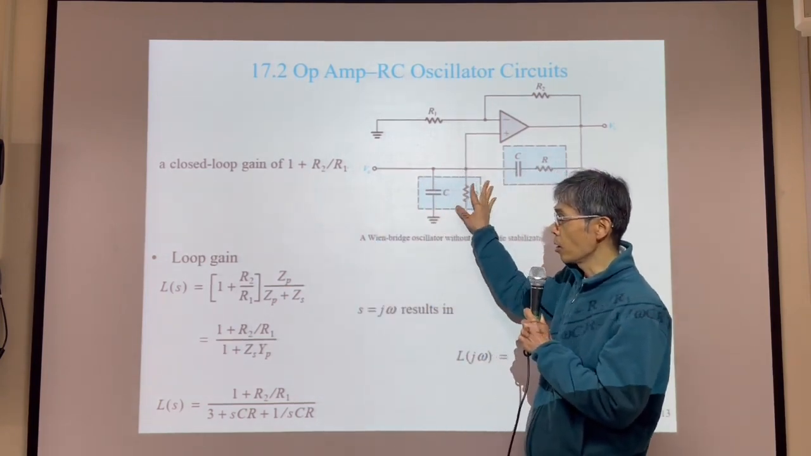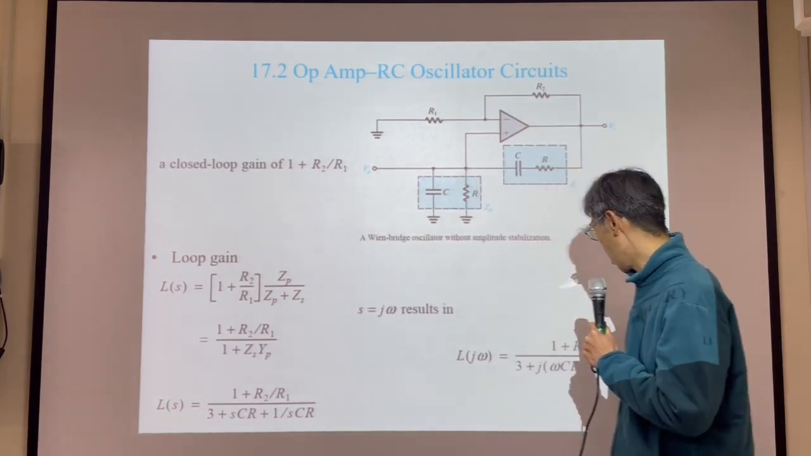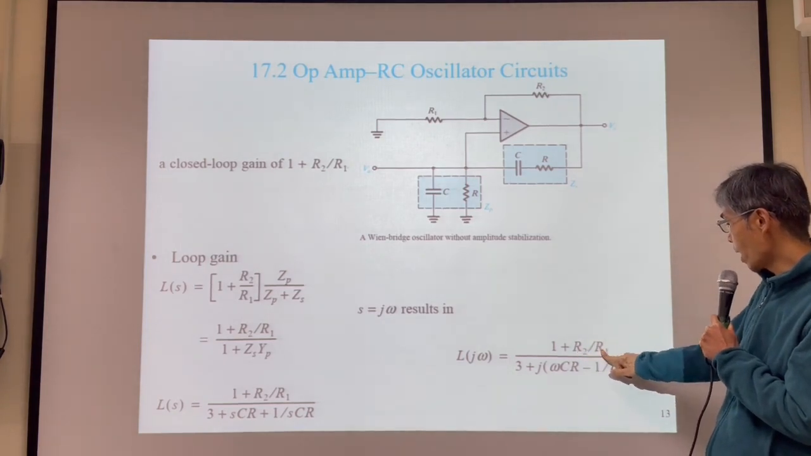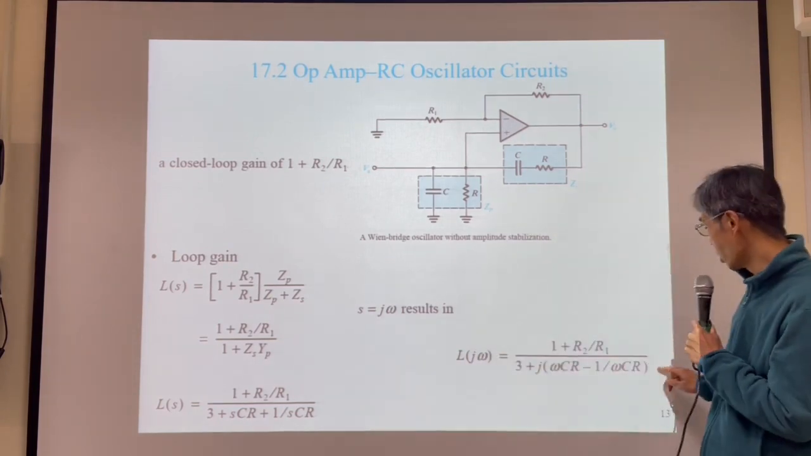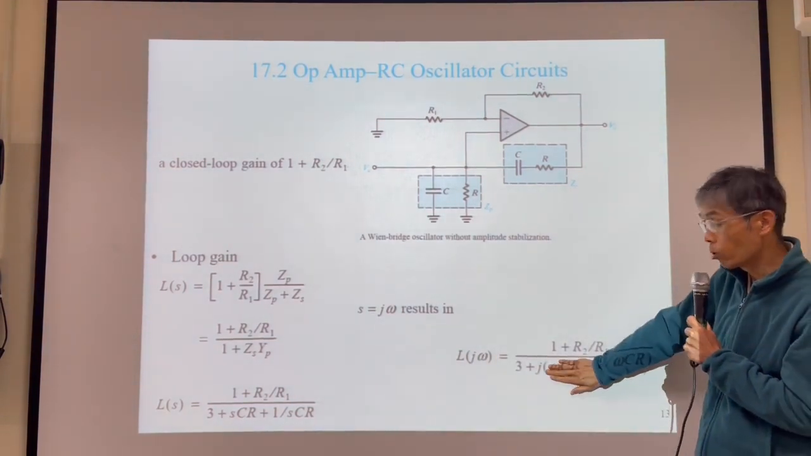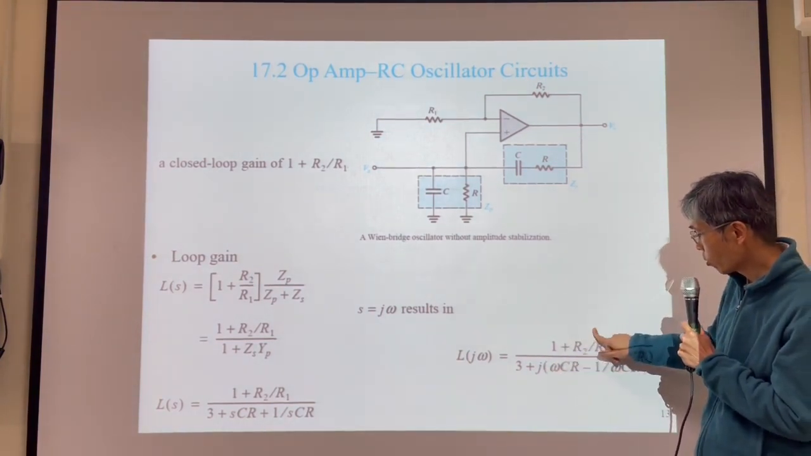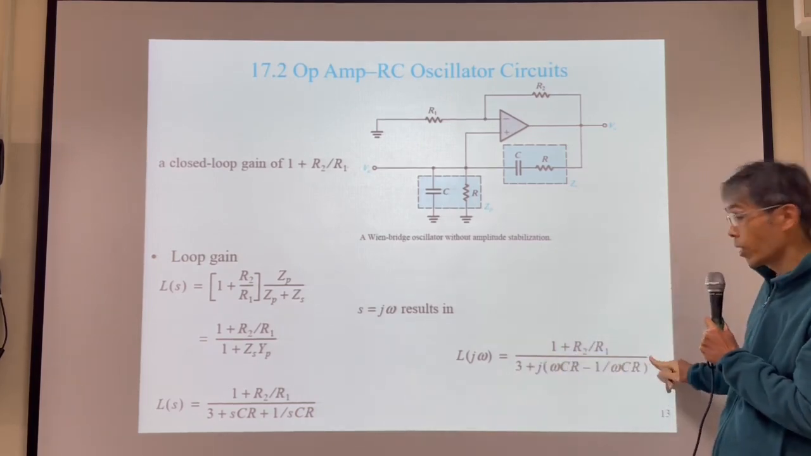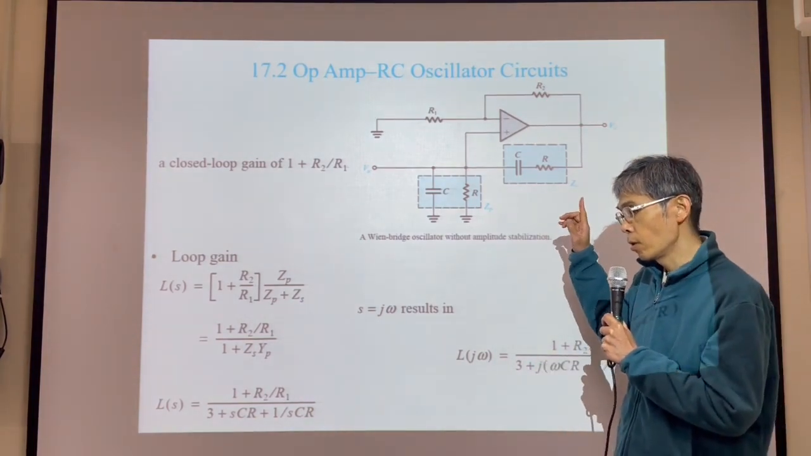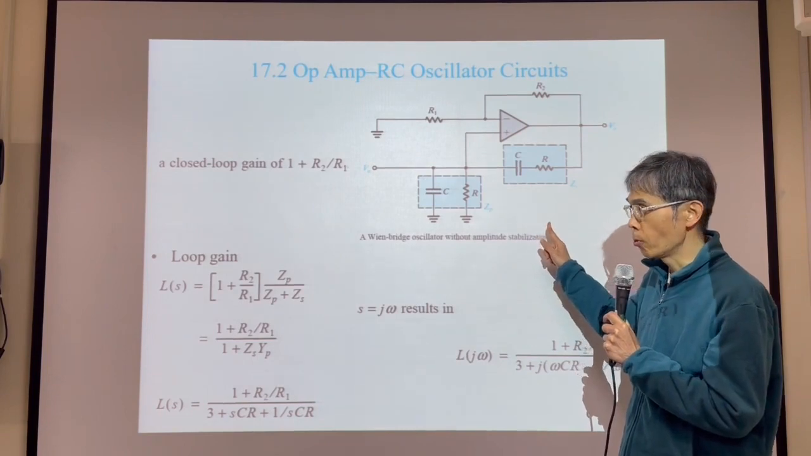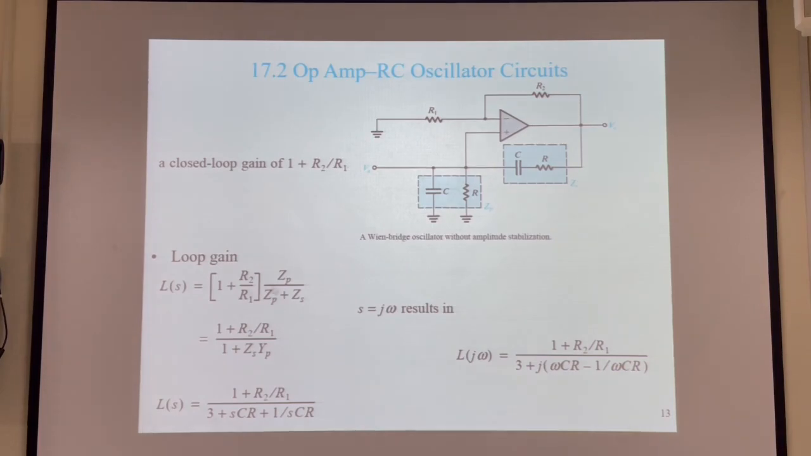For this circuit to oscillate, R2 divided by R1, because the loop gain should be equal to 1. So no imaginary part. Then R2 divided by R1 should be equal to 2. 1 plus 2, 3. This is 3. So the loop gain will be 1. So this is the case for oscillator to work. Then R2 divided by R1 should be equal to 2.